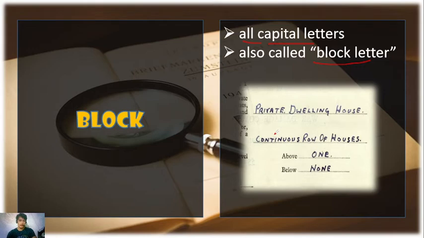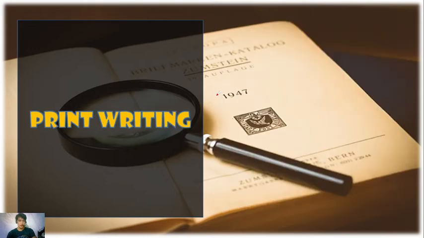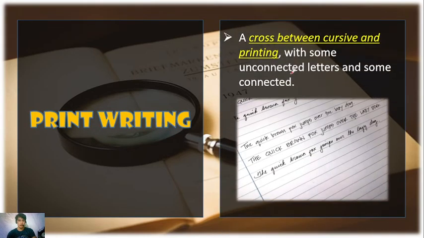So simply, block writing is the use of capital letters in your handwriting. Next one is print writing, which simply refers to the combination of cursive and printing. So some of the letters are connected and some of the letters are unconnected. Those are the four basic types of handwriting.